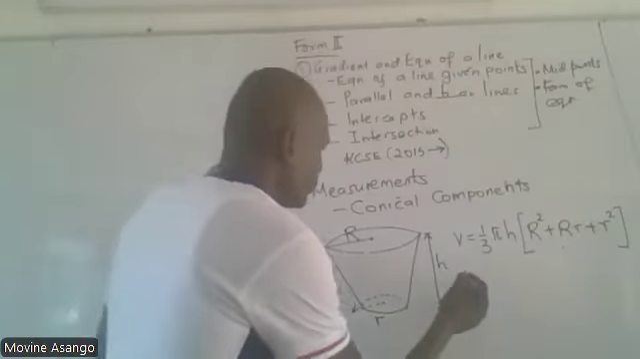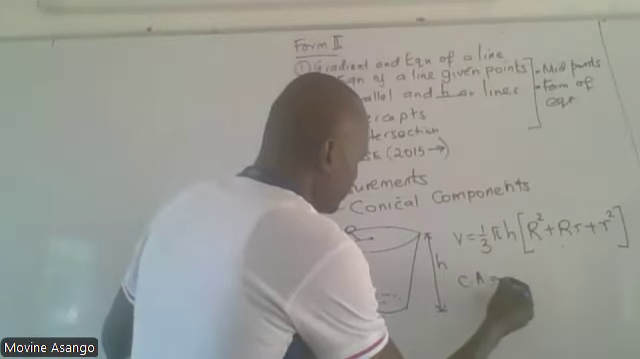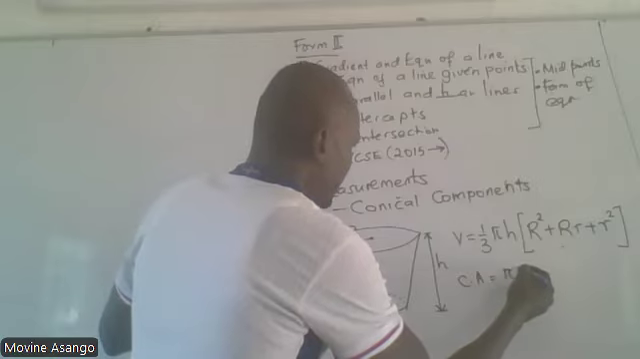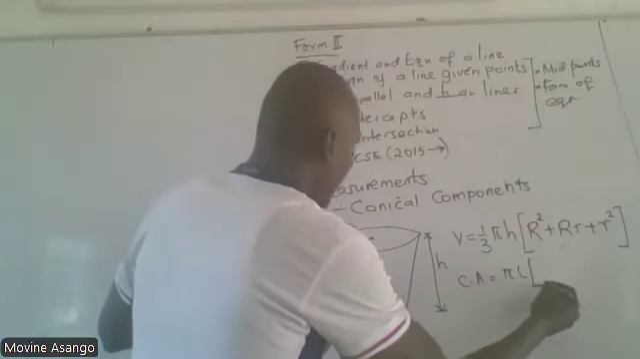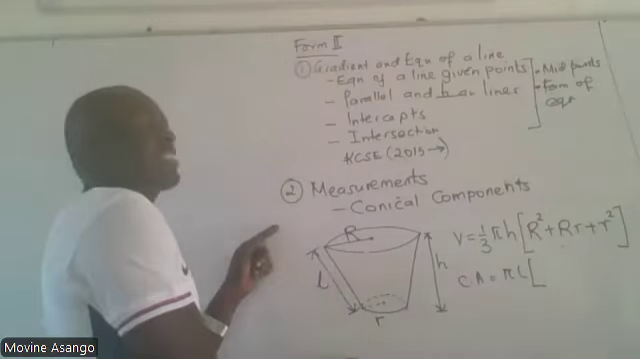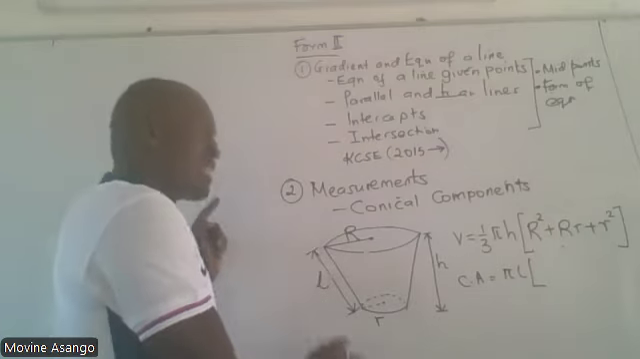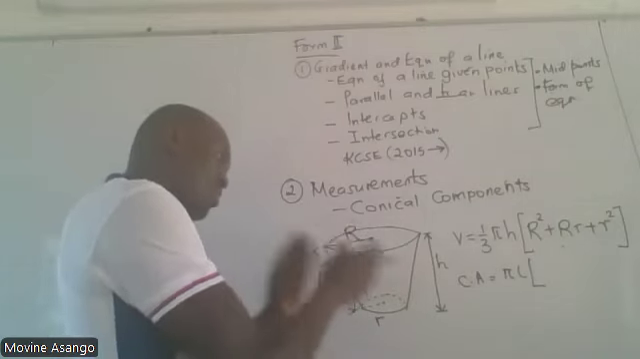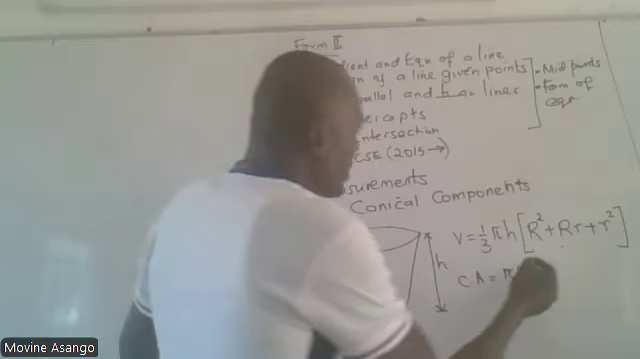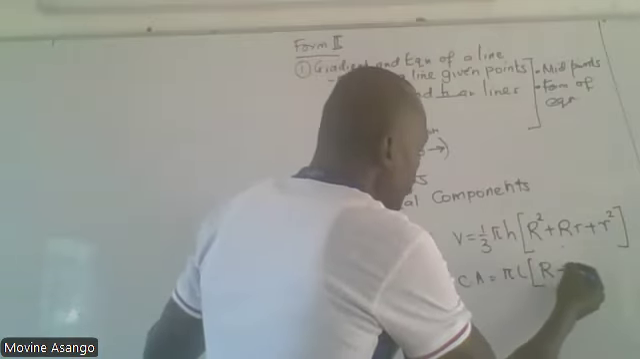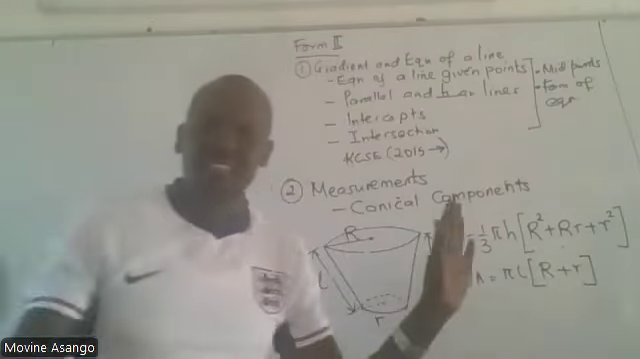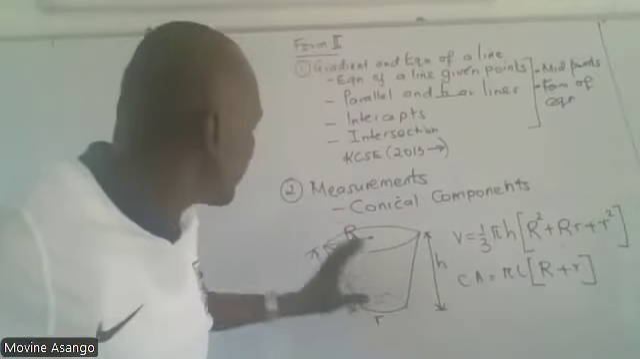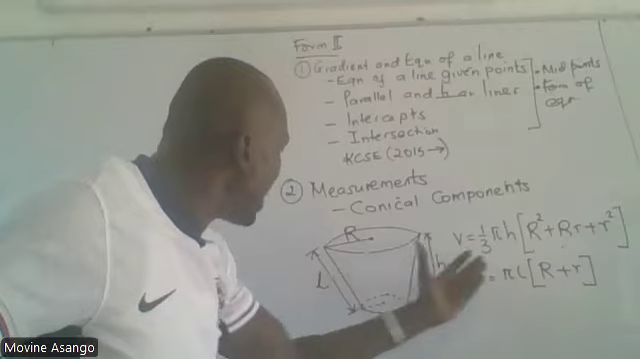Simple. Curved surface area is pi L. Pi times the slant length of this shape. Then you multiply by the sum of the radii. Just that. You multiply by the sum of the radii, and you will already have obtained the curved surface area.